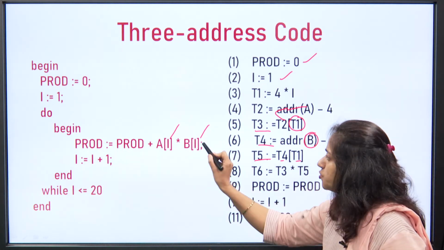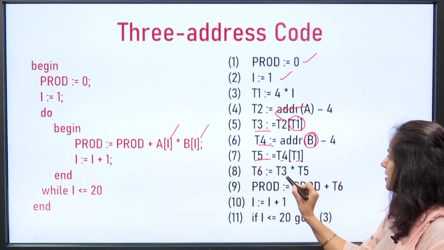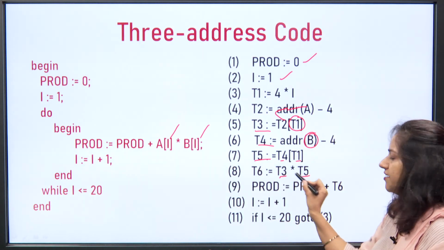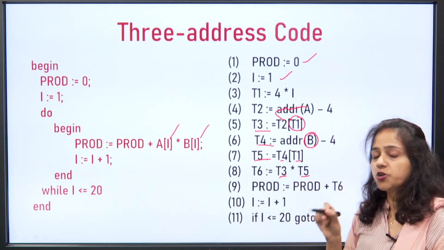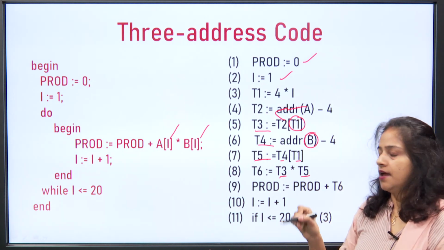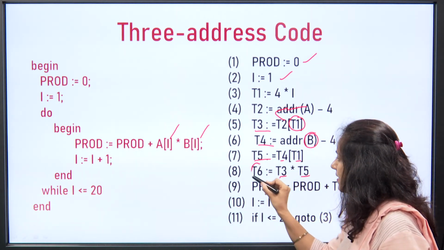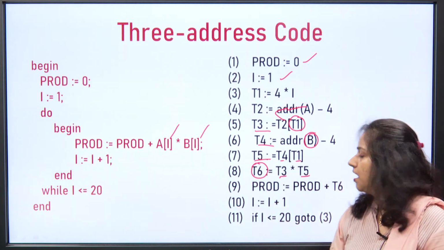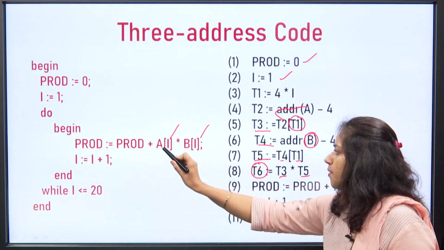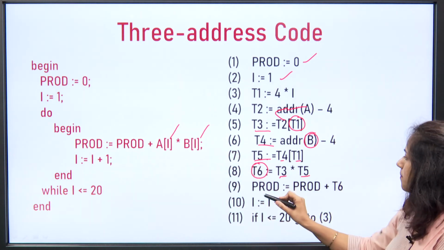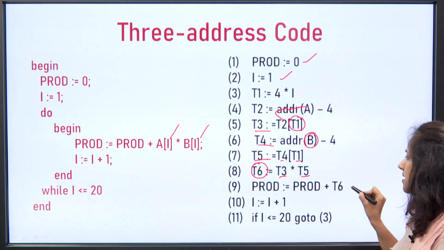Now, these two need to be multiplied. So, this is T3 and this is T5, they will be multiplied, and the result of this intermediate computation is in a temporary variable, that is T6. Now, product is equal to product plus this value. So, product is equal to product plus T6.